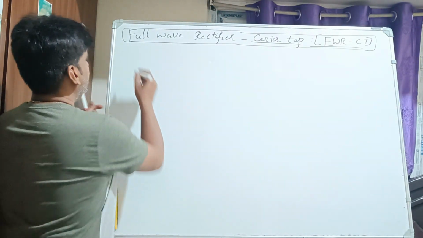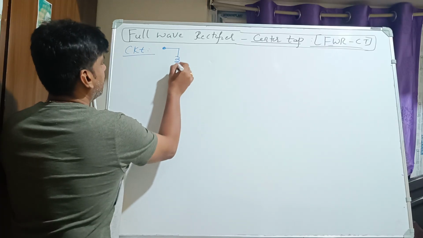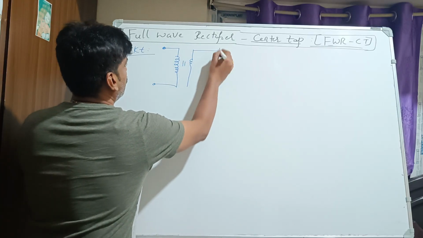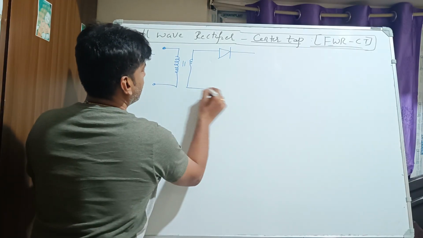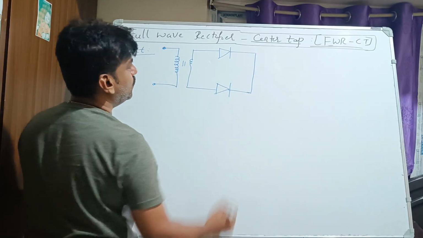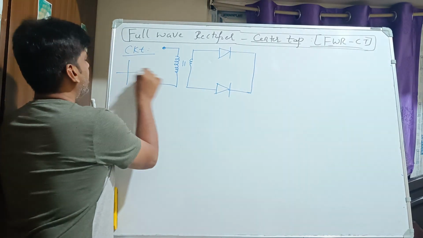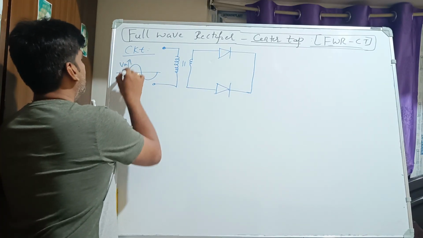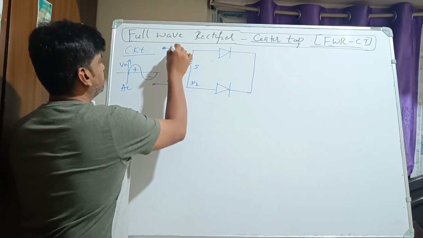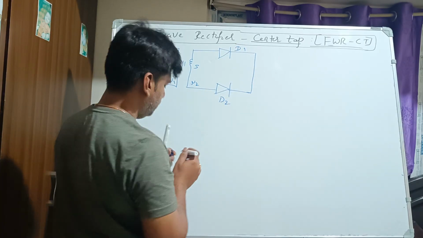So for that, we will first write the circuit diagram. How is the circuit diagram of the full wave rectifier? Same, start by writing the transformer with primary and secondary. The rectifying element is the diode, but since it is a full wave rectifier, how many diodes should we use? We should use two diodes. The input is AC supply, positive, negative, primary N1, N2. I will name this diode number 1 and this diode number 2.